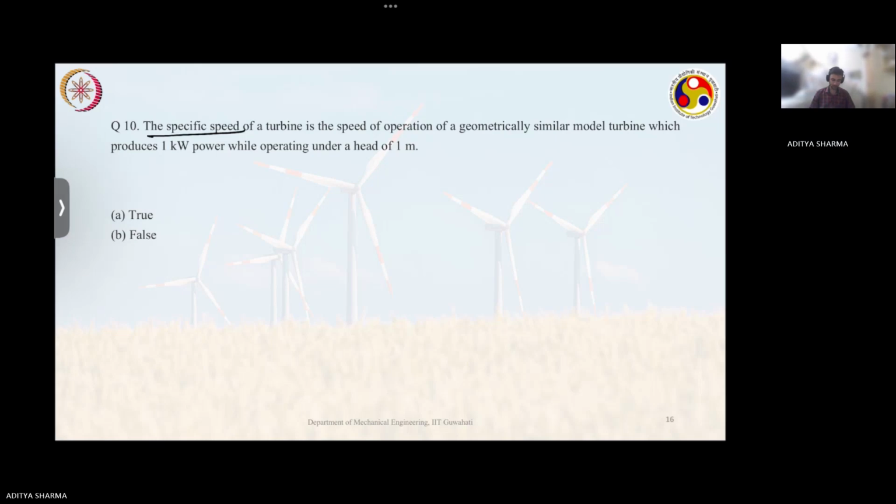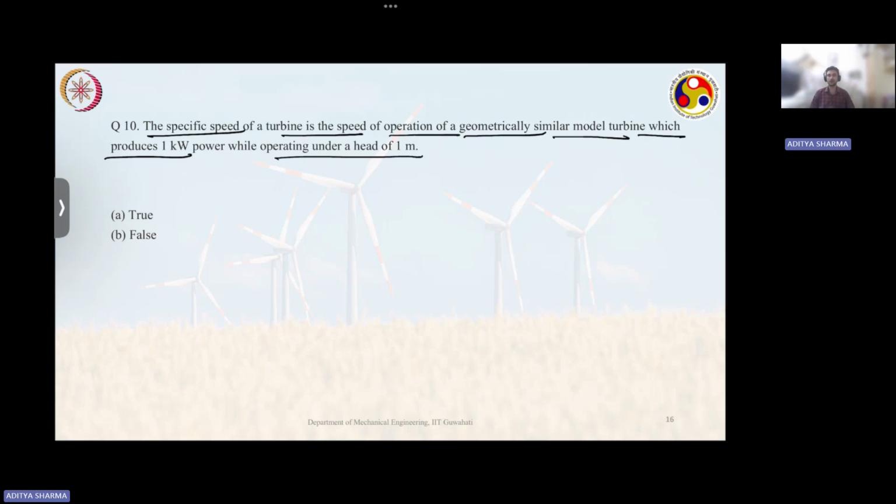Specific speed of a turbine is the speed of operation of a geometrically similar model turbine that produces this power and is operating under a head of 1 meter. So the head is 1 meter, and the power produced is 1 kilowatt.